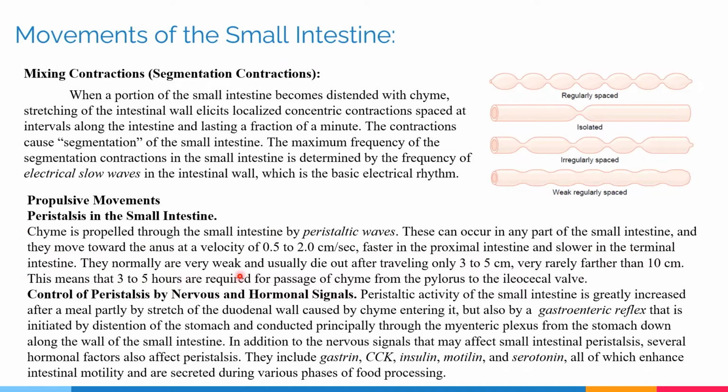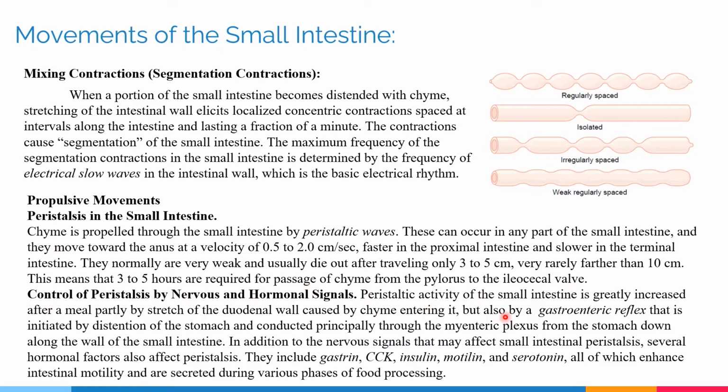They normally are very weak and usually die out after traveling only 3 to 5 centimeters, very rarely farther than 10 centimeters. This means that 3 to 5 hours are required for passage of chyme from the pylorus to the ileocecal valve. Next, we look into the control of peristalsis in the small intestine by nervous and hormonal signals.